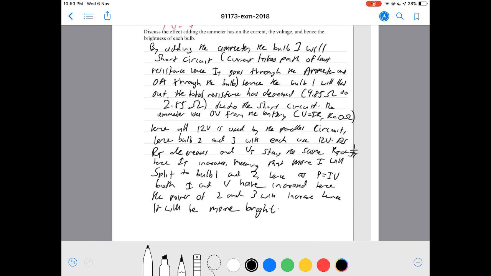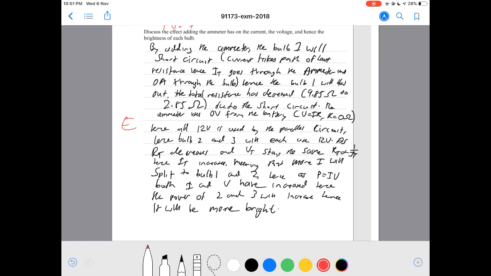Alright, so in this answer, I've just explained everything I've just said. So basically the short circuit, decreasing the resistance, increasing the current, and the voltage through bulb 2 and 3 will also increase, and therefore the power will increase and it will be brighter. So if all of these points are linked together, writing something like this should get you an excellence grade.